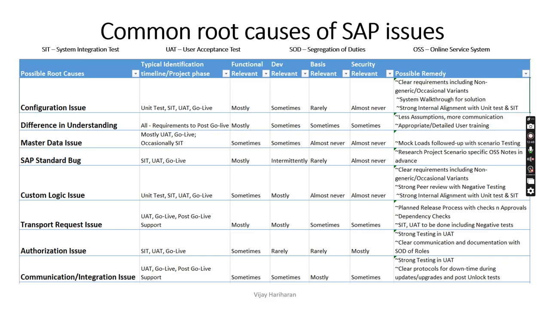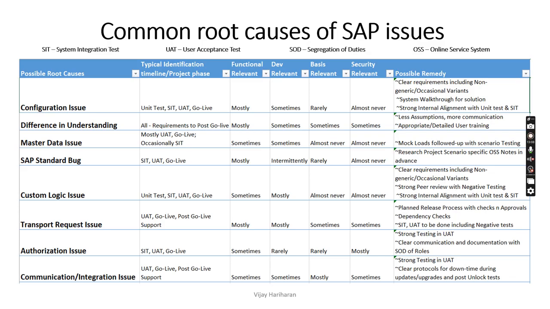Strong internal alignment with unit test and system integration test. Again, ensure that we are testing with at least 2-3 different types of data, so that you are able to catch issues within the team and you don't have to do a back and forth with the client or customer and try and explain to them why this happened or why that happened.